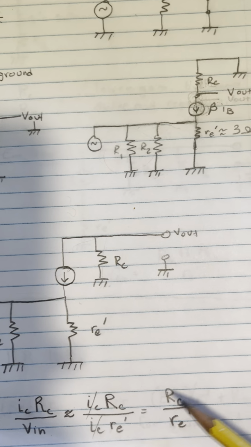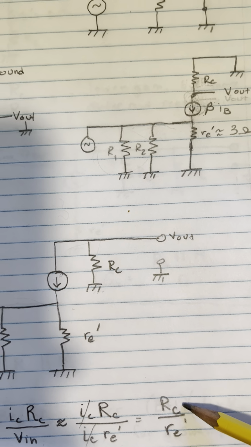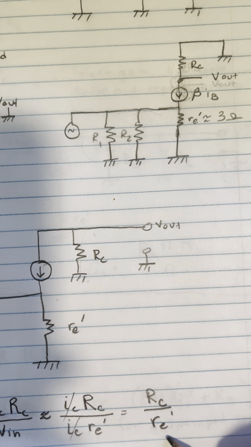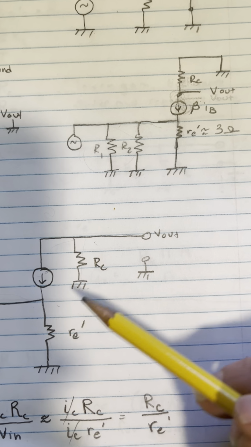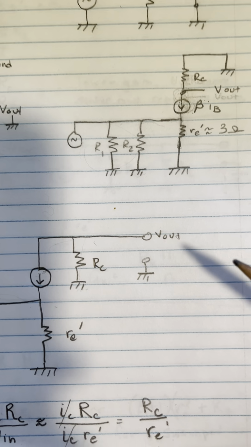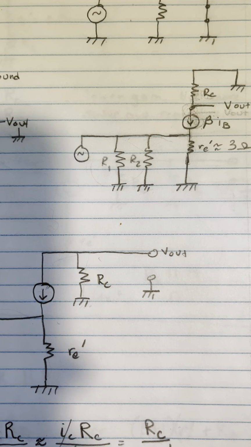And so what we end up getting is that the voltage gain is equal to the ratio of the collector resistor to R sub E, and since R sub E is small, 3 ohms, if RC was, let's say, 10 kilo ohms, we have a very, very large gain of 10,000 divided by 3, for example, in that case.